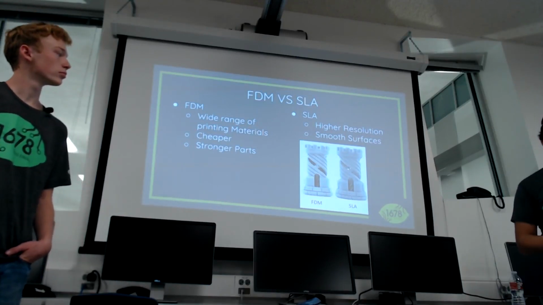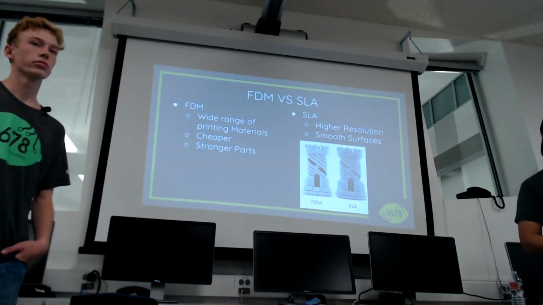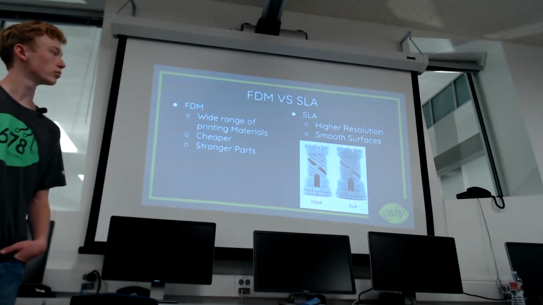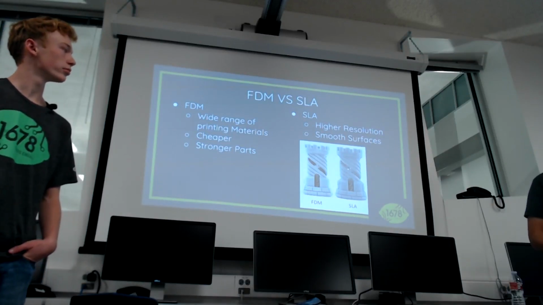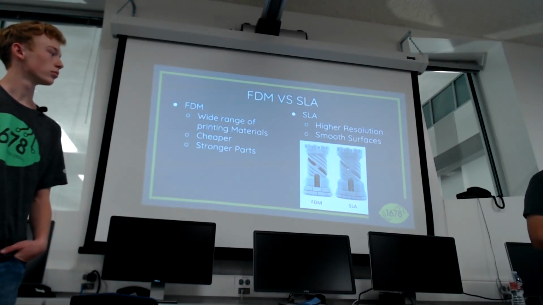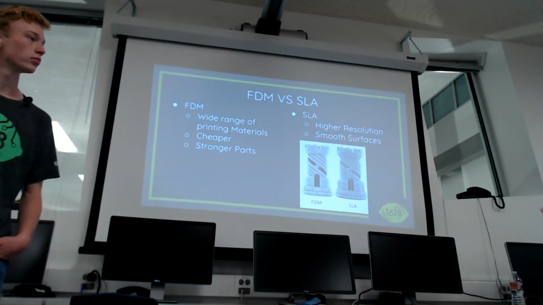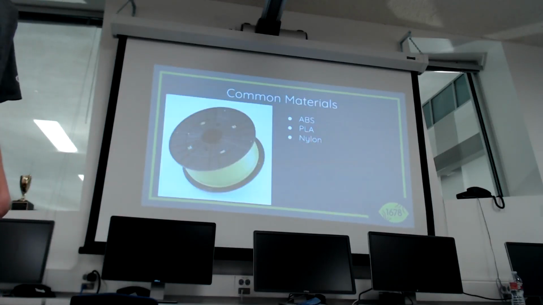The advantage of SLA is that parts come out at higher resolution. You're not limited by a layer height of filament being extruded from a nozzle, so you end up with a really nice smooth surface. The downside is most of these materials are very brittle and not as strong. In FRC, you typically want stronger parts, and those parts won't survive unless they're used for small mounts and stuff like that.